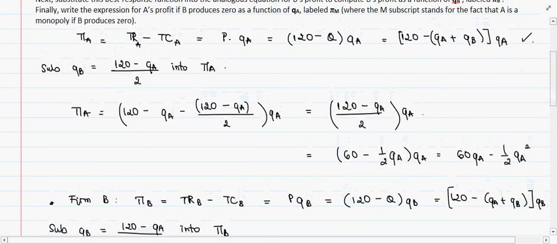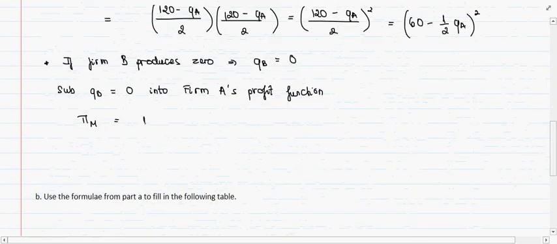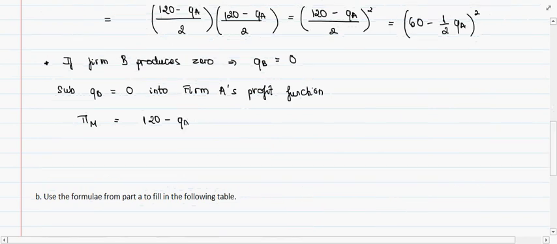Okay, so if we substitute QB equal to 0 back into firm A's profit function, so over here, this is the profit function for firm A, pi A equal to 120 minus QA minus QB, and everything multiplied by QA. Okay, and now if QB equal to 0, that is going to become 120 minus QA times QA, and that is the profit function for firm A if firm A is a monopoly.